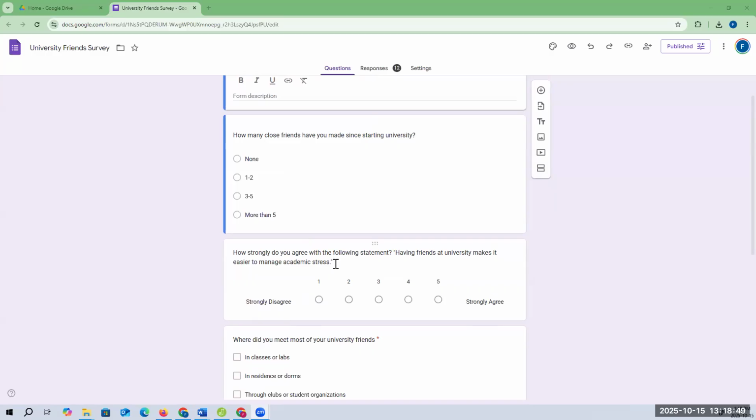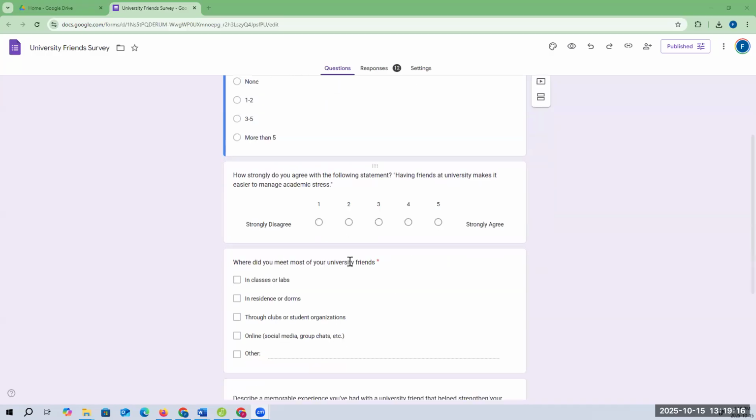I wanted to look at whether the friends you have make it easier to manage stress. Some students have a lot of friends, and why do they have so many friends? It might be to reduce academic stress. And certainly being in university is very stressful in terms of the number of courses you're taking and the academic stress. So this could be an interesting question to look at.